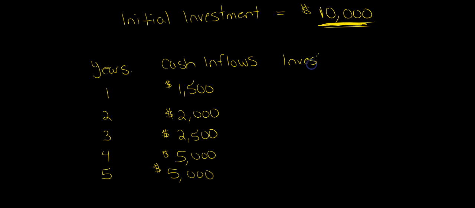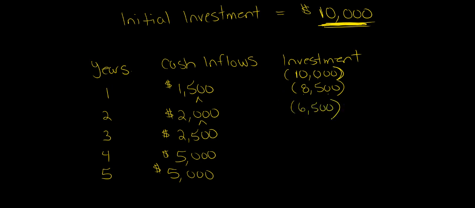So I'll just create a column here called investment. And I'll just put it in brackets just to represent that it's $10,000 that I had to pay up front. So if you paid the $10,000 and then you made $1,500, you would have paid off $1,500 of that investment, and then $8,500 would be remaining. Then if we make another $2,000, that goes towards the investment. So if you take 8,500 minus 2,000, that means you have $6,500 left to pay off.